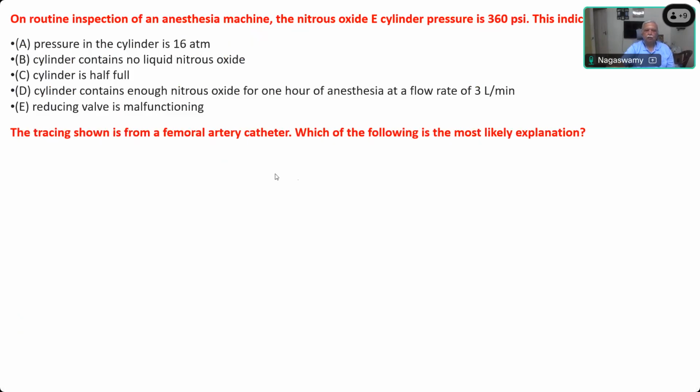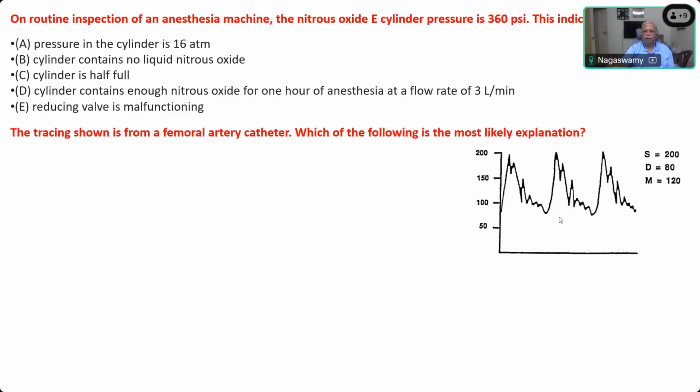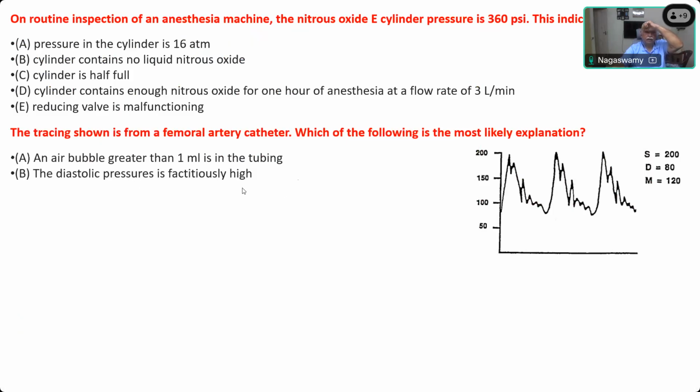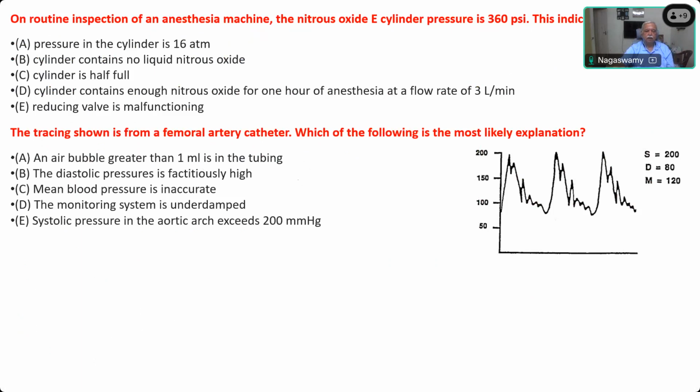Tracing shown is from a femoral artery catheter. Which of the following is the most likely explanation? So this is the tracing that you see. An air bubble greater than 1 ml in the tubing. The diastolic pressure is factitiously high. Mean blood pressure is inaccurate. The monitoring system is underdamped. The systolic pressure in the aortic arch exceeds 200 millimeters of mercury. Air bubble, sir. Underdamped system, sir. Underdamping. This is so much of fluctuation, it is underdamping.